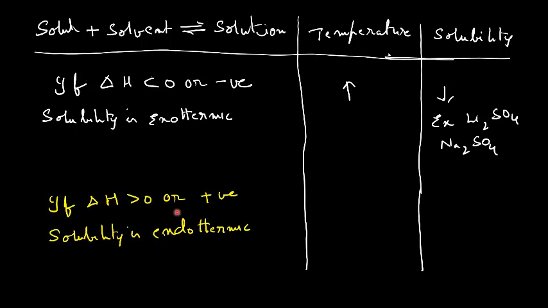On the other hand, if delta H is greater than 0 or positive, then heat is absorbed during the dissolving of a solid in the liquid. That is, the dissolution is endothermic. For this type of solutions, if the temperature increases, solubility increases. For example, KCl, KNO3, potassium chloride, potassium nitrate, sodium nitrate, etc. They increase their solubility when temperature increases.